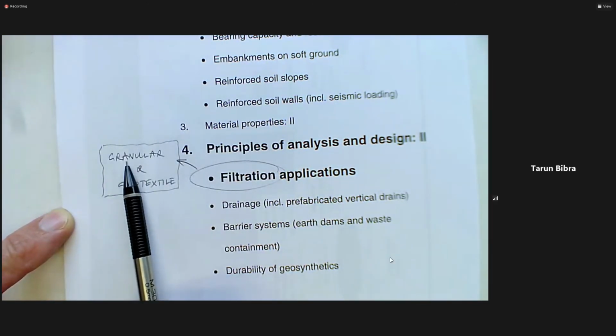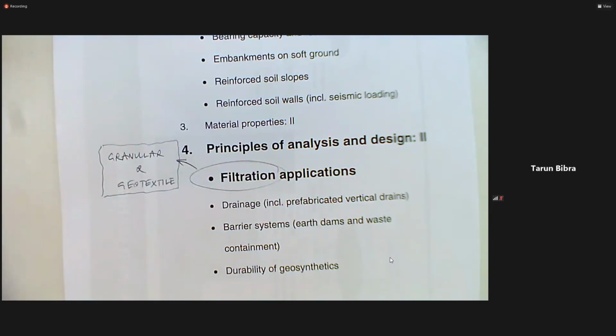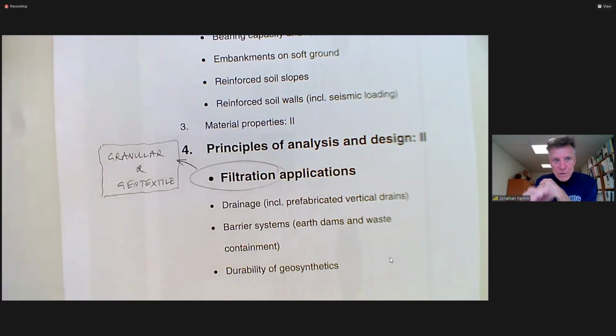Advanced design of granular filters, and also produced guide documents for design of geotextile filters from the dam engineering community, and that's what we're going to pursue.